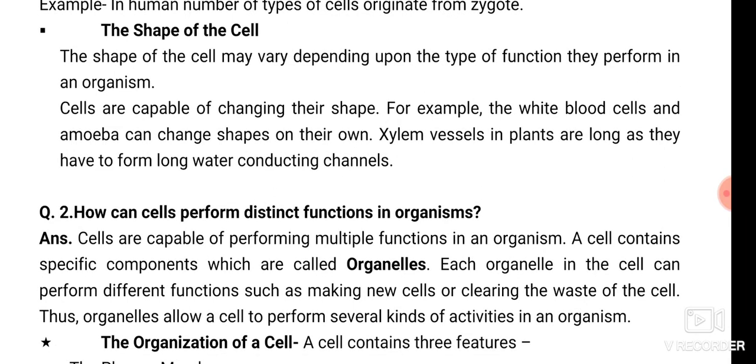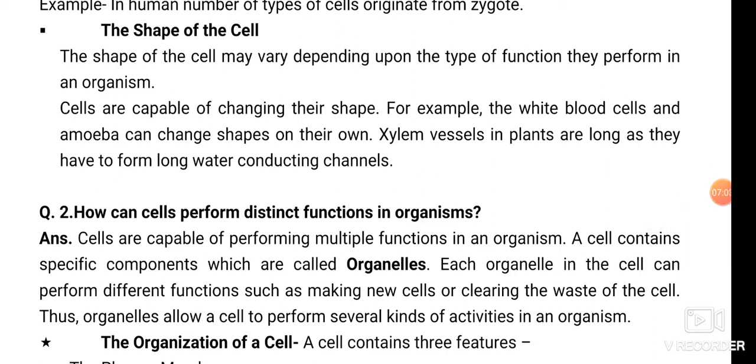The shape of the cell may vary depending upon the type of function they perform in an organism. जो shape है cell की वो vary करती है, depend करती है function they perform by organism. क्या function उसके अंदर करेगी.